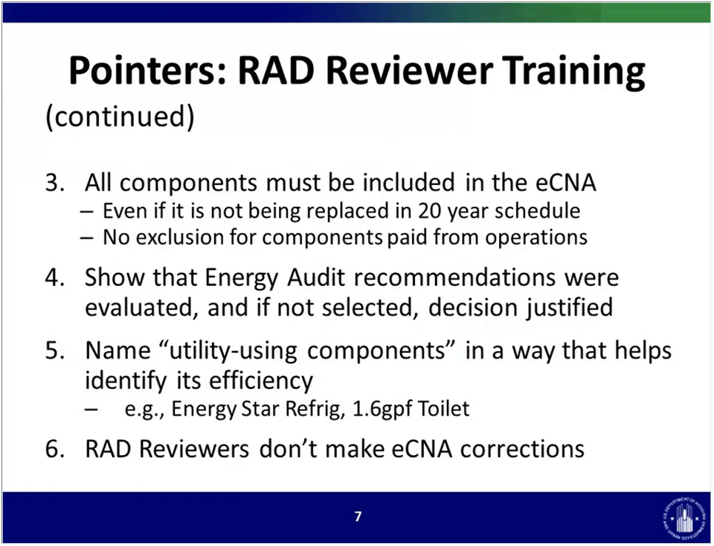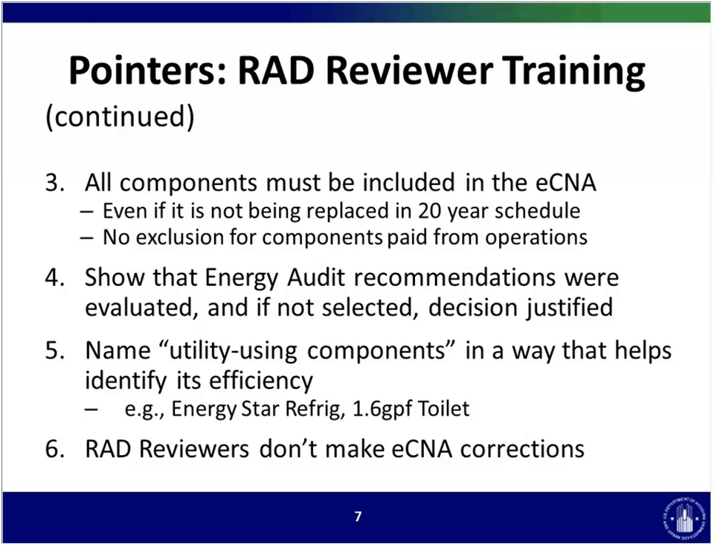Also, like the RPCA tool before it, the eCNA tool wants all components of the property to be included in the analysis. So even if you're not replacing an item in the next 20 years, that doesn't mean that it doesn't need to be included on the tool. For example, if you just replaced the roofs at your property and you put in a 25-year guaranteed roof, you still need to list the roof, and you still need to list when it was installed and all of those various items. There's no exclusion from that.